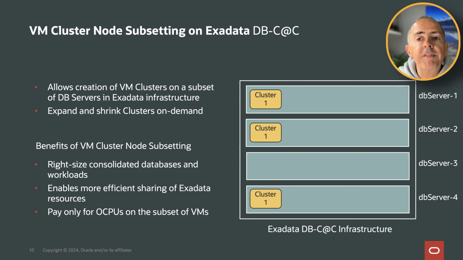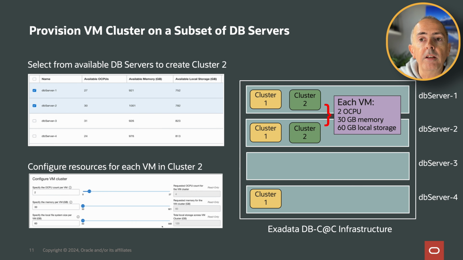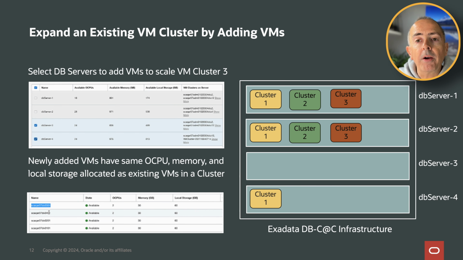It also enables efficient sharing of the Exadata resources and allows you to only pay for the CPUs on that subset of VMs. So it gives you an element of cost control. So to provision a VM cluster on a subset of the database nodes, simply select from the list of available database servers, so which ones you want to use. So here we've decided to use 2 of the database servers and 2 OCPUs for each VM and 30 gigs of memory. So we end up with a 2-node cluster looking like this. Now here we have another example where we're going to expand a VM cluster.